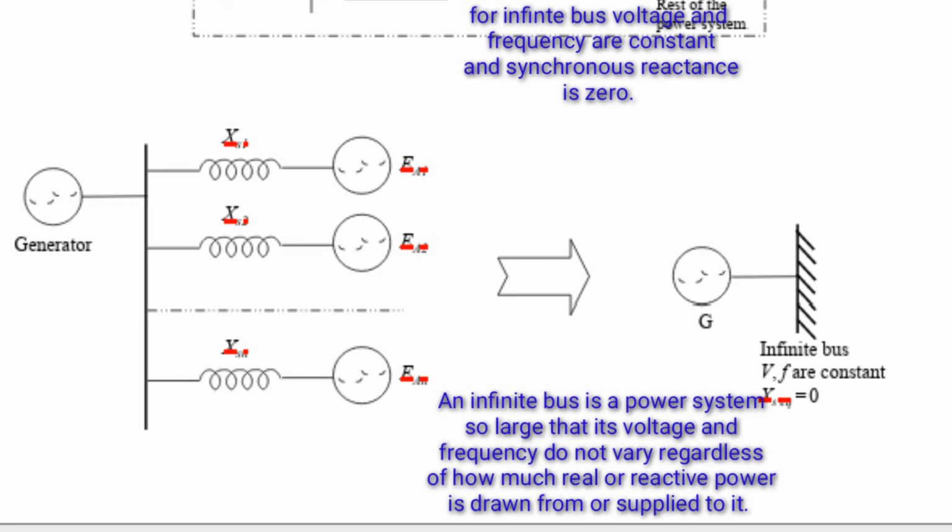For an infinite bus, voltage and frequency are constant and synchronous reactance is 0. An infinite bus is a power system so large that its voltage and frequency do not vary regardless of how much real or reactive power is drawn from or supplied to it.